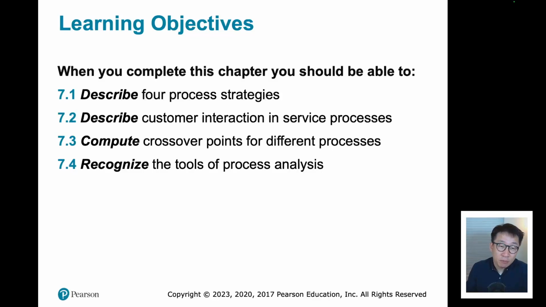Okay, let's take a look at Chapter 7. In Chapter 7, we have 4 learning objectives. First one, we're going to look at something called Process Product Matrix. It's a 2x2 dimension where you categorize different processes based on volume and customization needs dimensions.